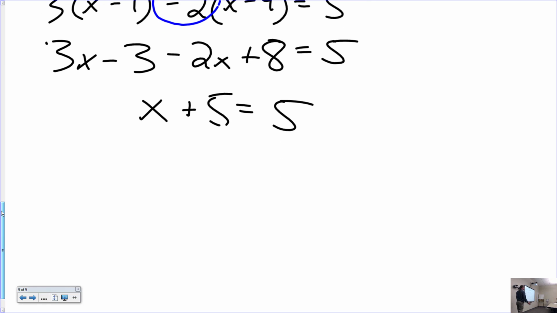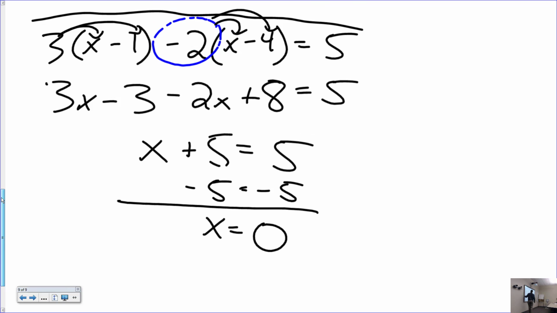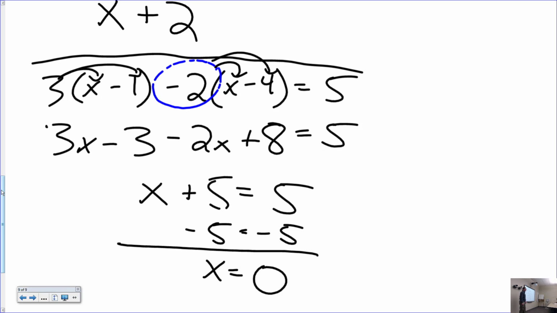Now what do I do to get x by itself? Subtract 5. Uh-oh. X equals 0. Does that make sense, folks? Can you have an answer x equals 0? Yeah. Of course you can. 0 is an awesome number, folks. In fact, it's usually my favorite number. So don't be surprised when you get an answer that's 0, because I like 0. Okay?